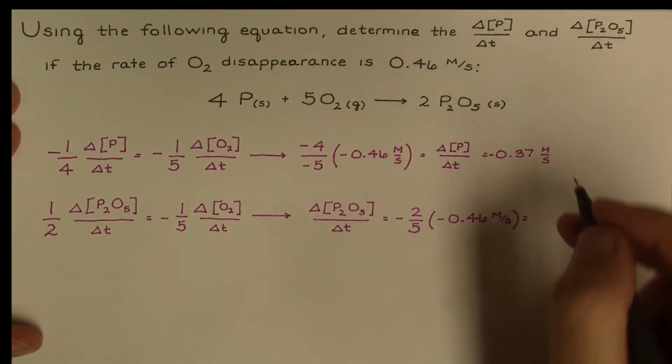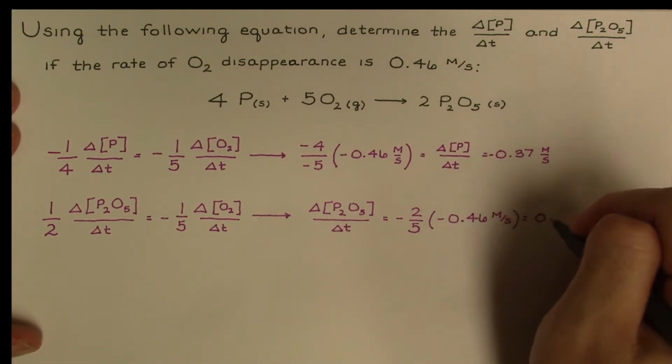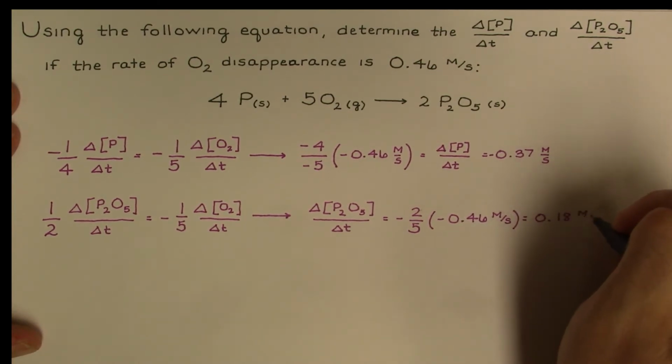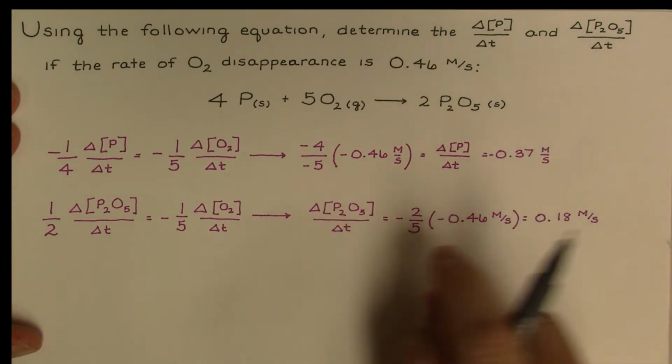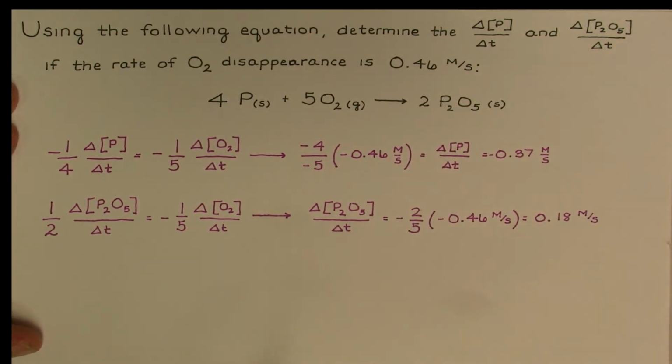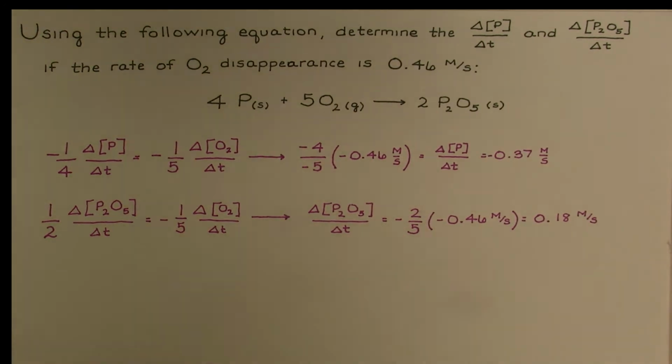In this case, our two negatives will cancel. And if we put this into our calculator, you will get a value of 0.18 molar per second. Notice that our answer is positive because it is a product.